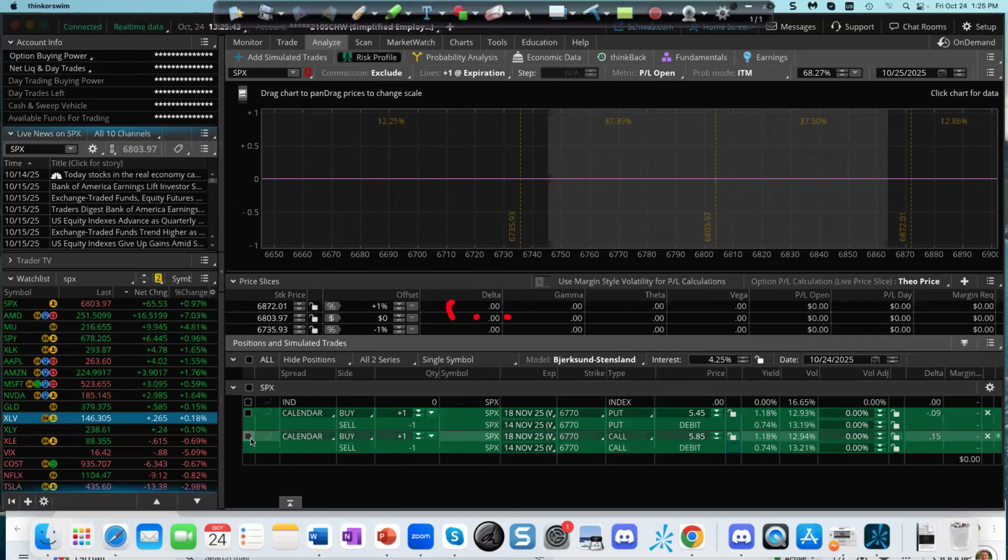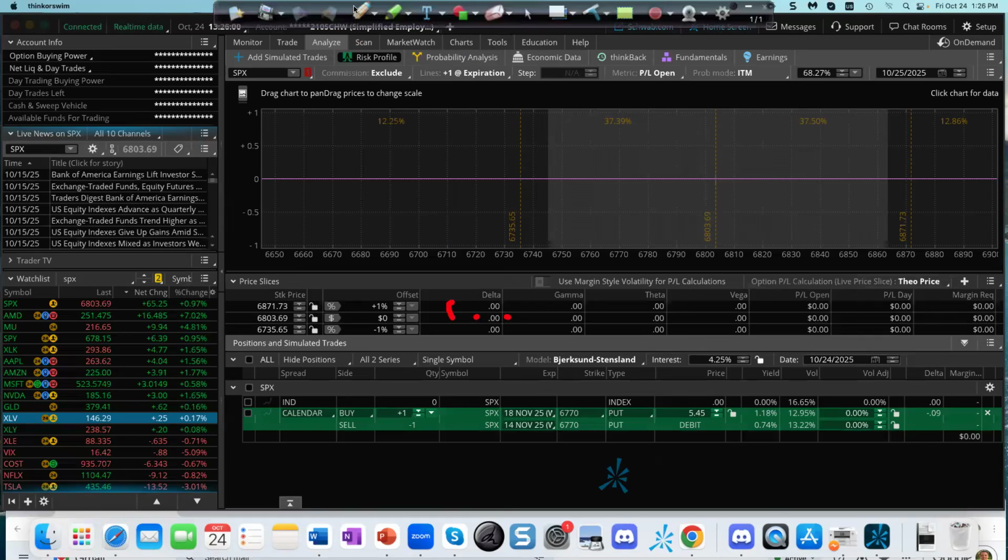How many people think skews are really important with calendars? What are skews? Skews just mean, for this calendar that we're doing here in the puts, the difference between the implied volatility of the long and the implied volatility of the short. In this case, my long is lower volatility, 12.95. My short's a little above, so we'd say a positive skew.